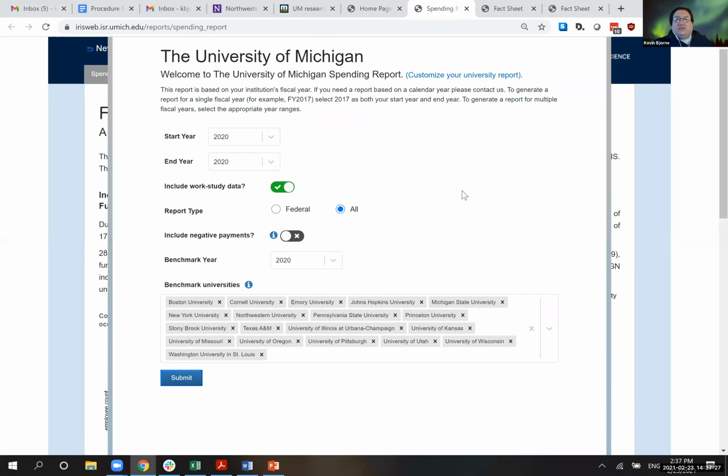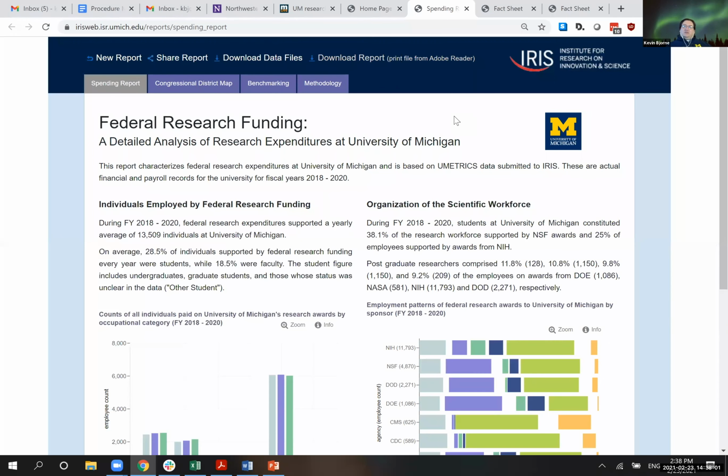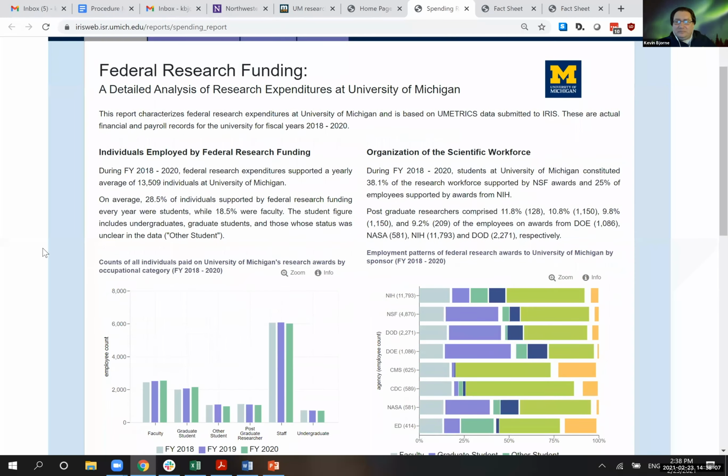So what you can do is click on New Report. I clicked on it quickly up here, and then you just select the year range that you're interested in. So let's just do a 3-year range from 2018 to 2020. We can include or exclude work study. We can focus, let's just do federal. Let's only look at federally funded awards. And then we can set a benchmark year. So we're going to benchmark against the most recent fiscal year. And then we can define what the peer group is that we're benchmarking against. I'm not going to change any of that. That's fine. And then once I submit that information, it generates the report here for us. So it changes the metrics all the way around.